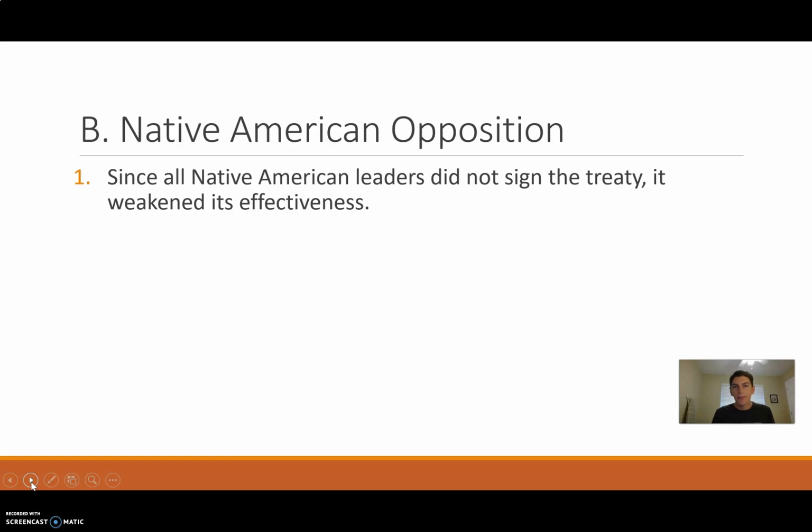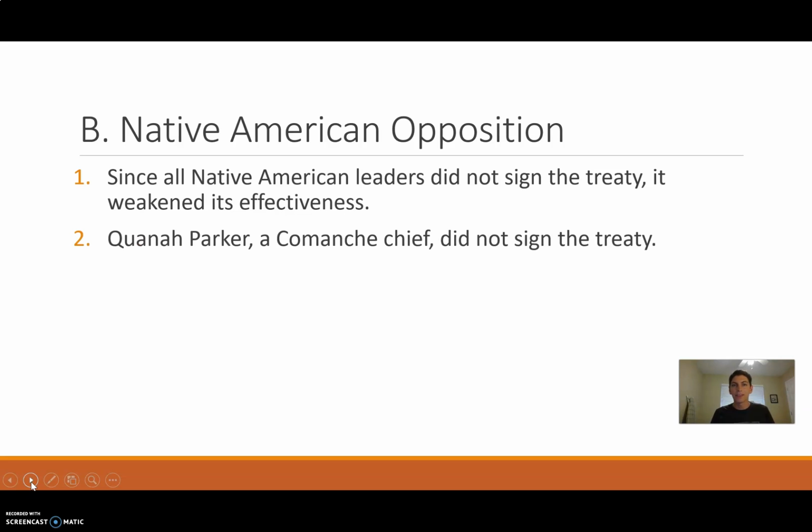Now, since all Native American leaders did not sign the treaty, it weakened its effectiveness. So not all the Native Americans were unified in this approach. So there were still some Native American groups that were opposing the construction of railroads and still attacking settlements. One of them was Quanah Parker. He was a Comanche chief who did not sign the treaty.